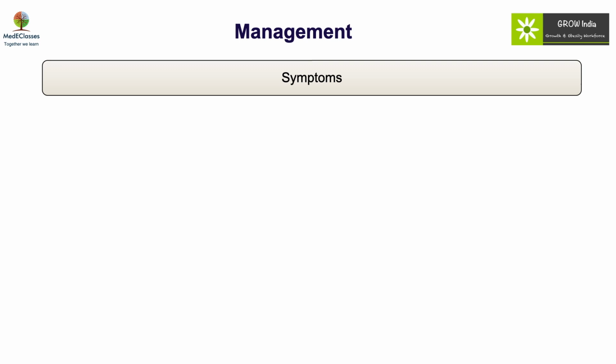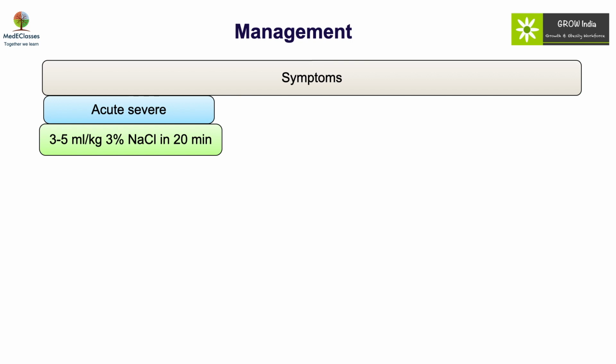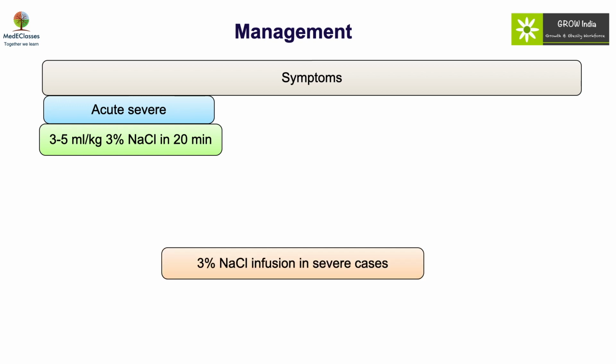Management of hyponatremia is guided entirely by symptoms. If it's acute severe, we give around 3 to 5 ml per kg of 3% saline over 20 minutes. Very importantly, we only want to build up the sodium levels till the symptoms go down, and that is typically around 5 to 6 millimoles per liter. In severe cases, we may think of a 3% saline infusion. 1 ml per kg per hour of 3% saline causes a rise of 1 millimole per hour of serum sodium.